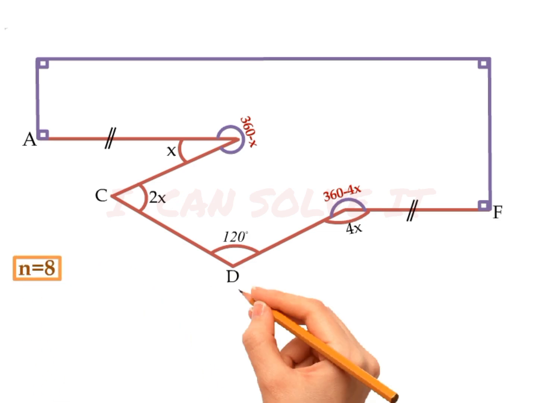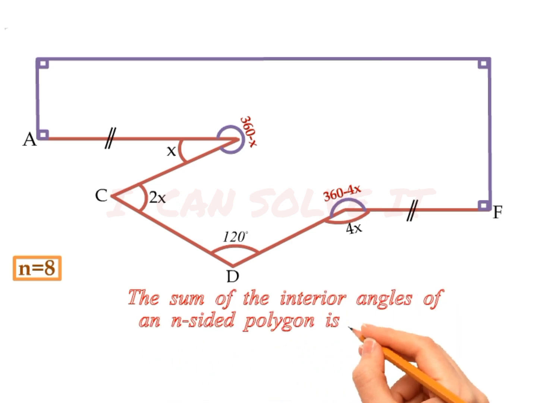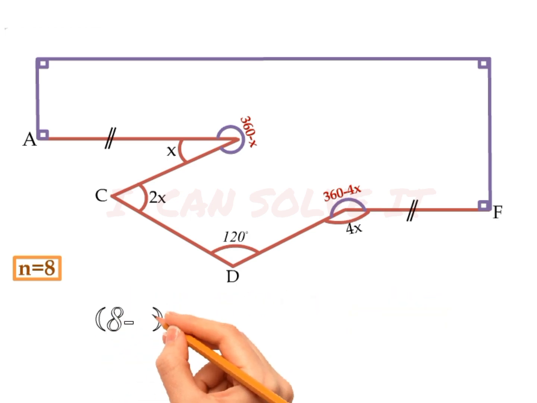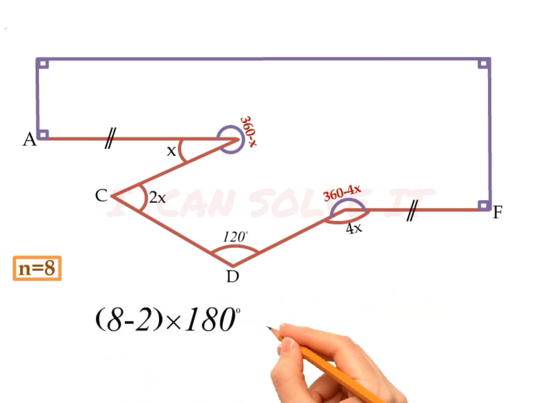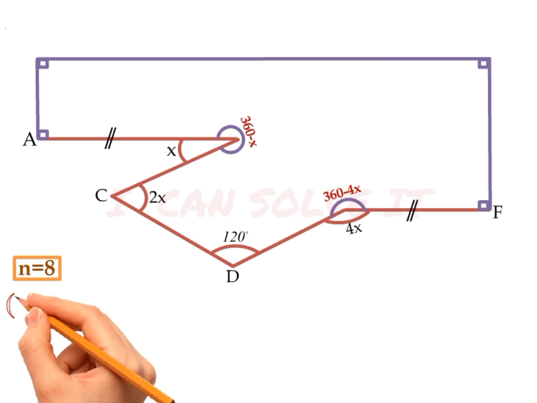Now, for any polygon, the sum of its interior angles is n minus 2 times 180 degrees, where n is the number of sides of the polygon. This implies that the sum of the interior angles of this shape is 8 minus 2 times 180 degrees, which gives 1080 degrees. With this, we know that the sum of the 8 angles must be equal to 1080 degrees, so we take the sum as follows.